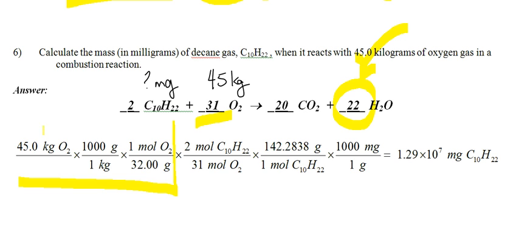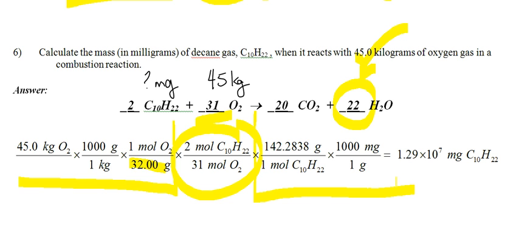Step two, this is all step two here. Change the kilograms into grams, and then the grams into moles. And again, this number came from the periodic table. Step three, use the mole ratio. We want to get rid of moles of oxygen and convert it to moles of decane. And then step four, convert to the desired unit. And again, be very, very careful on your conversions for grams to kilograms and milligrams to grams.